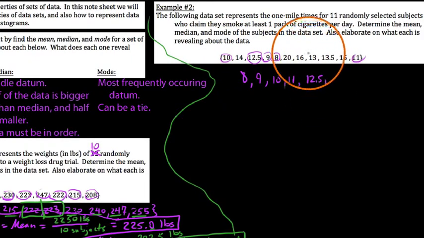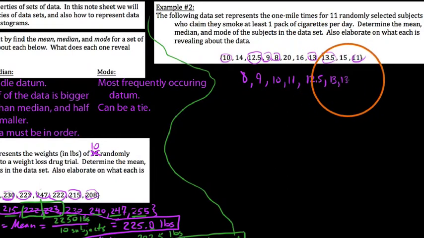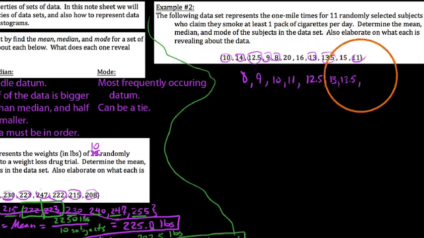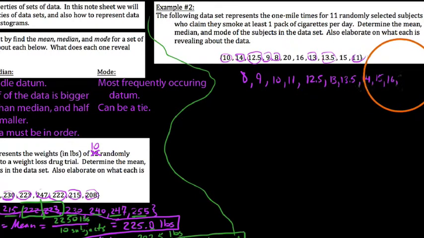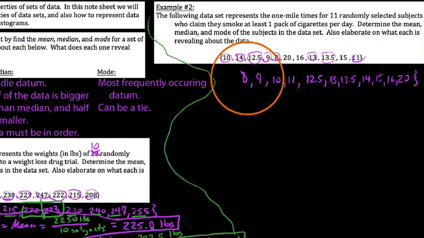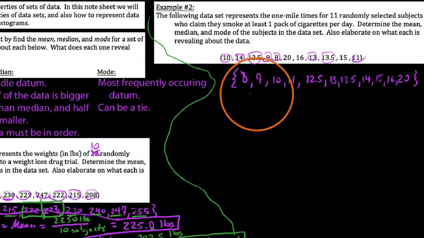We say 12.5. Here's a 13 and then a 13.5. So a 13-minute mile, 13.5-minute mile. Got those out of the way. We say 14-minute mile. Okay. And looks like 15, 16, 20. So 15, 16, and 20. We'll put these little cusps around the outside and indicate this is a set of data.